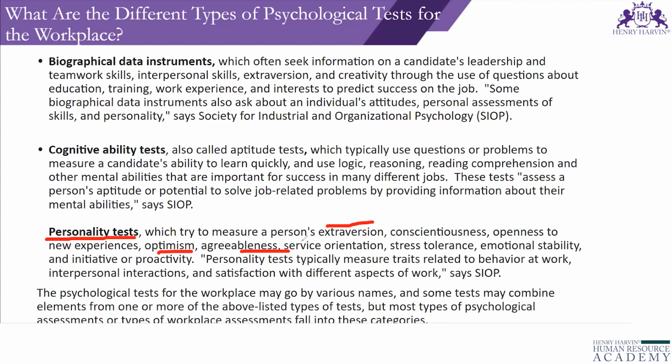So we'll also go through 3-4 personality tests, and we'll try to understand what are the different components in each test. So personality tests typically measure traits related to behavior at work, interpersonal interactions, and satisfaction with different aspects of work. So all these tests for the workplace may go by various names, and some tests may combine elements from one or more of the above listed types of tests. Right? So yes, there can be a few tests which can include one or more elements from the above. But most types of psychological assessment or types of workplace assessment fall into all these categories only.